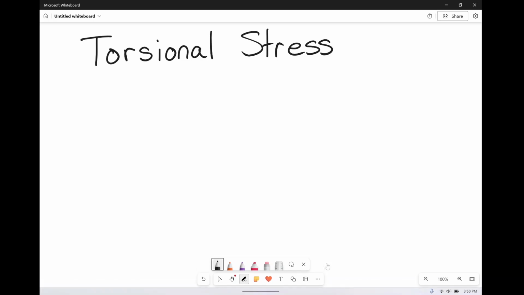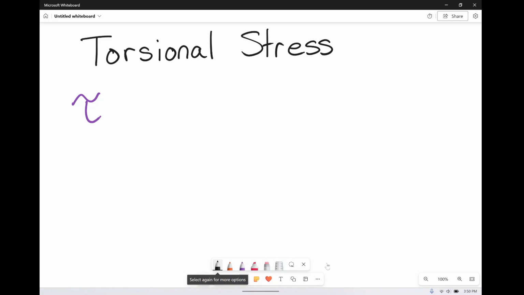This video is going to cover torsional stress. Torsional stress is tau, which is a type of shear stress, because it is actually changing the cross-section, it is twisting it. Now what we're going to be focusing on is circular cross-sections to make it simpler. However, because it is changing the shape of the cross-section, that's technically a type of shearing stress.